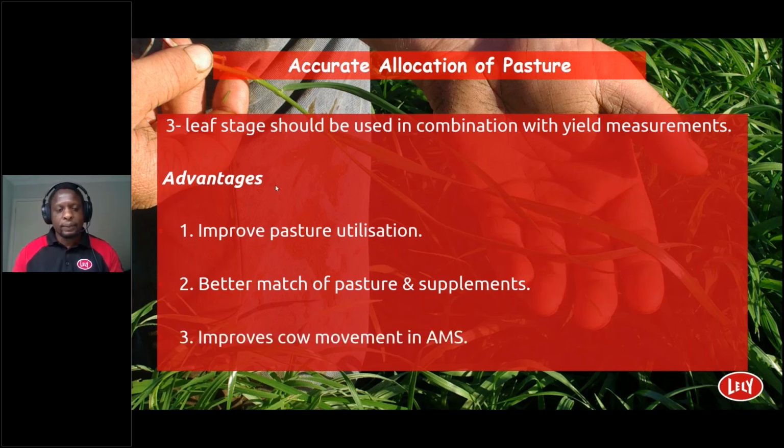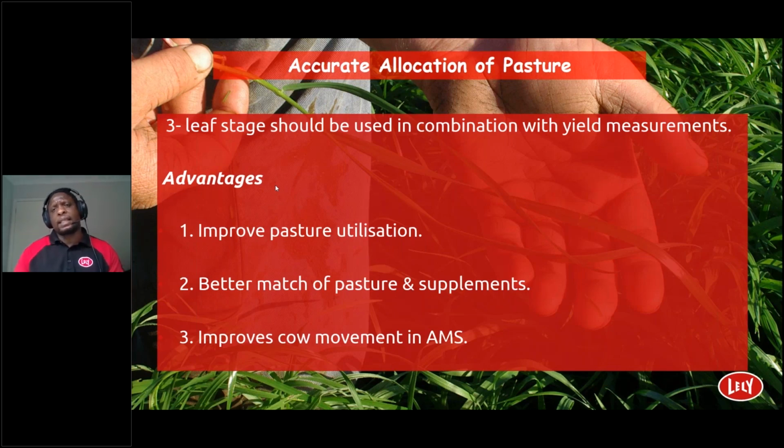And thirdly, accurately allocating your cow's pasture improves cow movement in AMS. For example, if you do under allocate your cow's pasture, they are going to leave that paddock early. And if you over allocate your cow's pasture, they are going to be reluctant to leave that paddock. And that means you are going to collect those cows yourself. And that's more work for you and for your staff. And I don't think you will enjoy it.